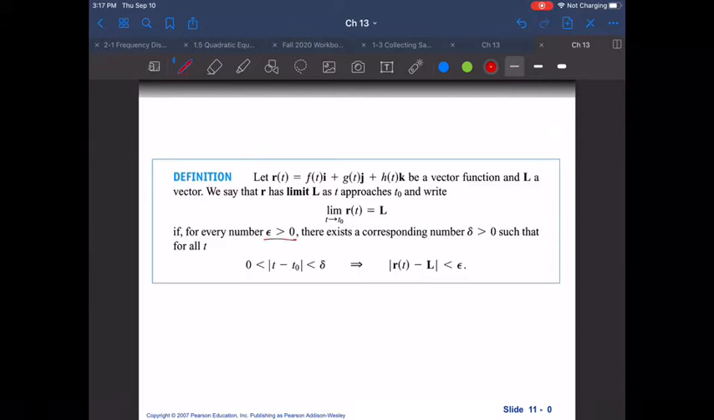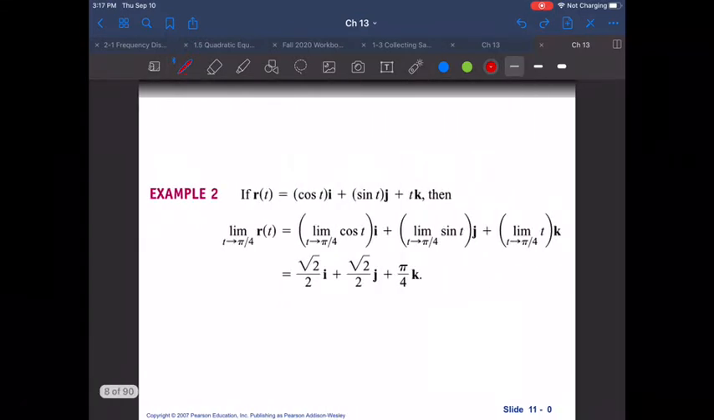Well, for every epsilon greater than 0, there has to be a corresponding delta greater than 0, such that that is true. So hopefully you remember that that's back from Calculus 1 when you first start doing limits. If you don't remember that, go ahead and look back and see the corresponding epsilons and deltas there. Here is an example of actually taking the limit.